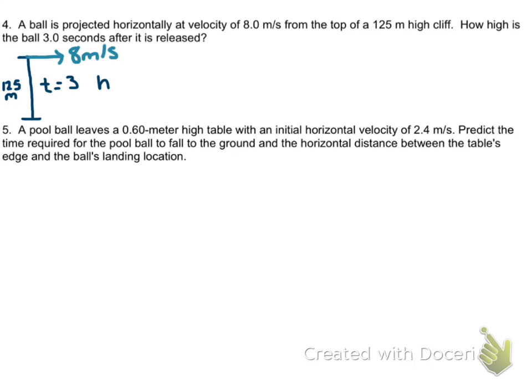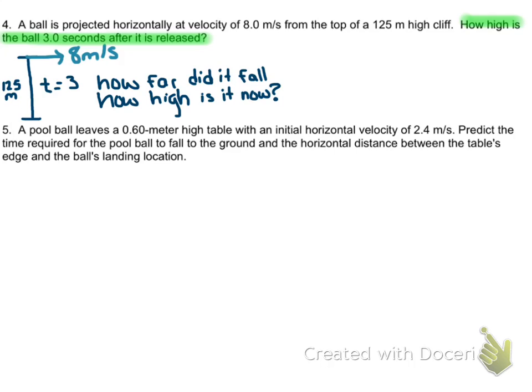So I know time equals 3. Now, this question's kind of tricky because it's not asking how far did it fall. It's asking how high is it now. So if the cliff was 125 meters high, I have to figure out how high is it at the end. To do that, I figure out how far it fell, and then I do 125 minus how far it fell, and that's going to give me how high off the ground it is now. So how am I going to do that?